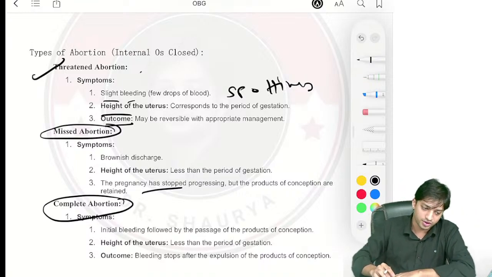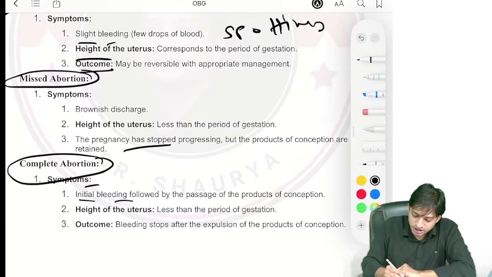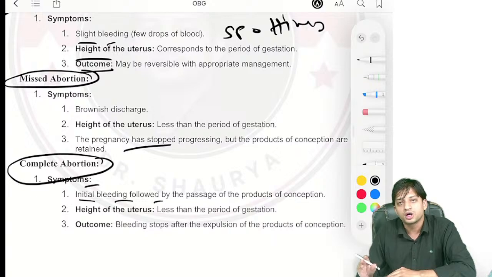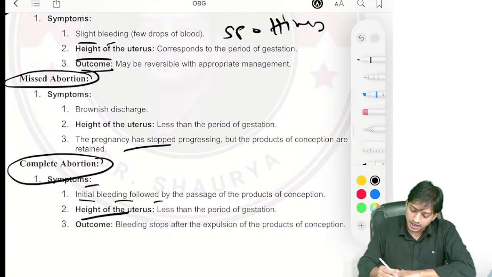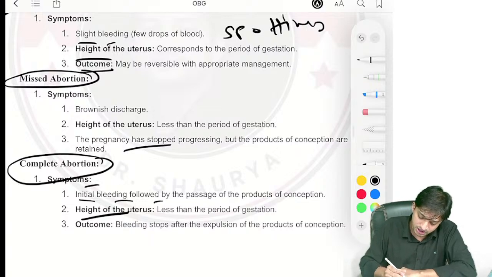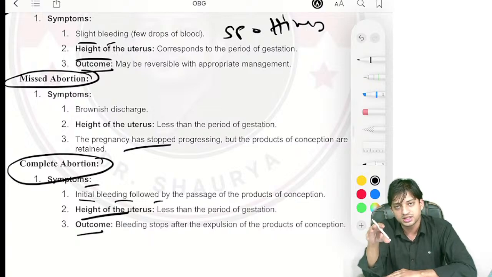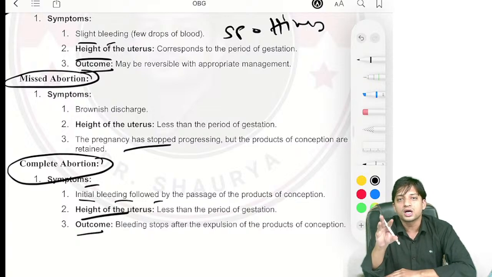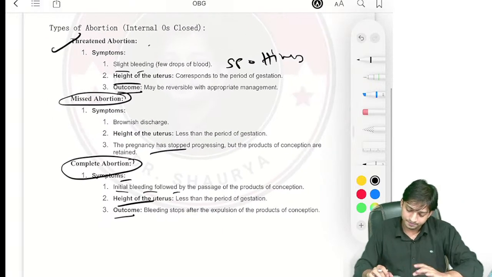Coming here to the complete abortion. What will you see? Symptoms: initial bleeding followed by the passage of the products of conception. Height of the uterus, again you will check, is less than the period of gestation. And what will be the outcome? Bleeding stops after the expulsion of the products of conception, generally.